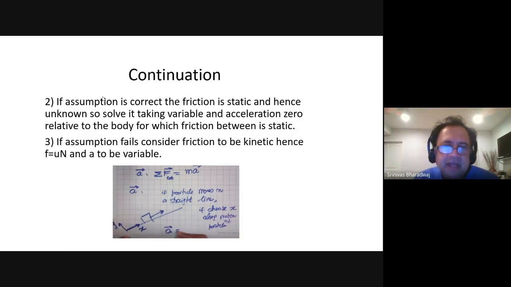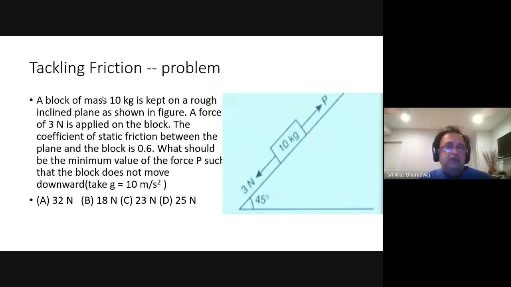Sigma F ext equals ma is a vector equation. You solve it in this direction and in this direction. In the case of the inclined plane, you have two components. So then we came across this problem. A block of mass 10 kg is kept on a rough inclined plane as shown in the figure. A force of 3 newtons is applied on the block. The coefficient of static friction between the plane and the block is 0.6. What should be the minimum value of P, so there is a second force, such that the block does not move downwards?